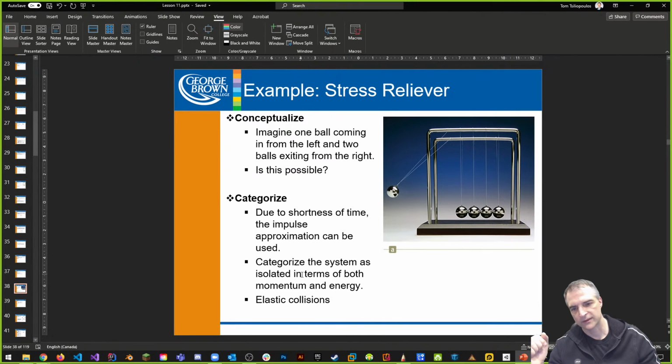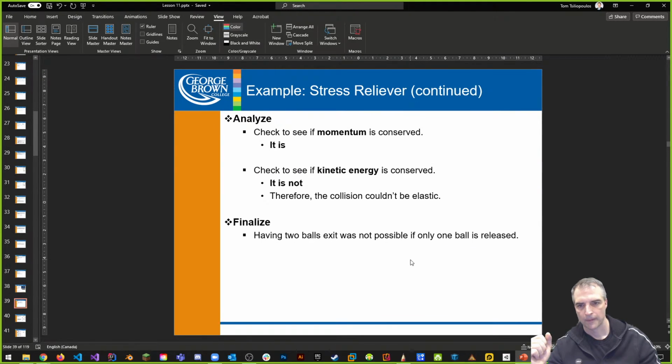We categorize the system as isolated in terms of both momentum and energy. And we can think about the entire system as using elastic collisions. Each of the balls is approximately equal in size. So do you think it's possible that I can get two balls to the right if I only have one ball entering from the left? So let's check to see if momentum is conserved.